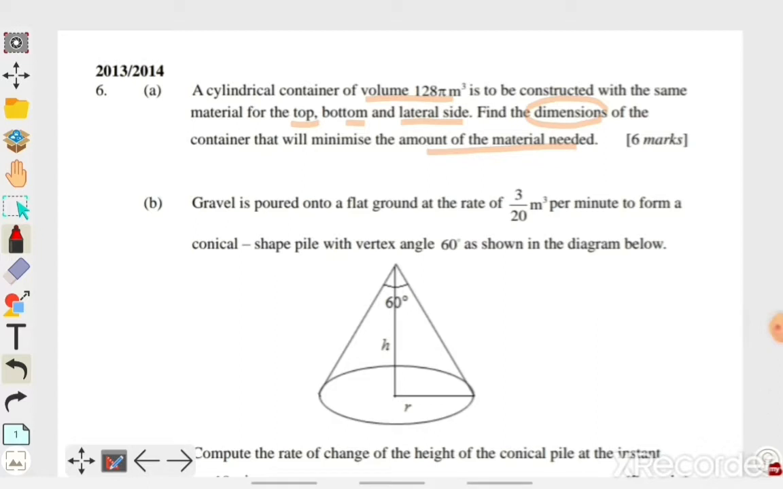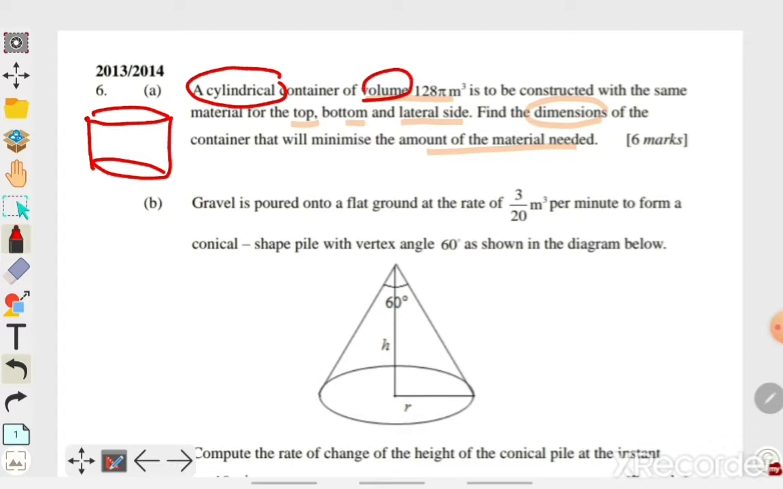The next step is we have to construct the mathematical statement. A cylindrical container, so the can is the cylinder, and the keyword is the volume. Usually we denote the volume by V, so V equals 128 pi meter cube. Next, the same material for the top and bottom. This is the top, this is the bottom, and this is the lateral side.